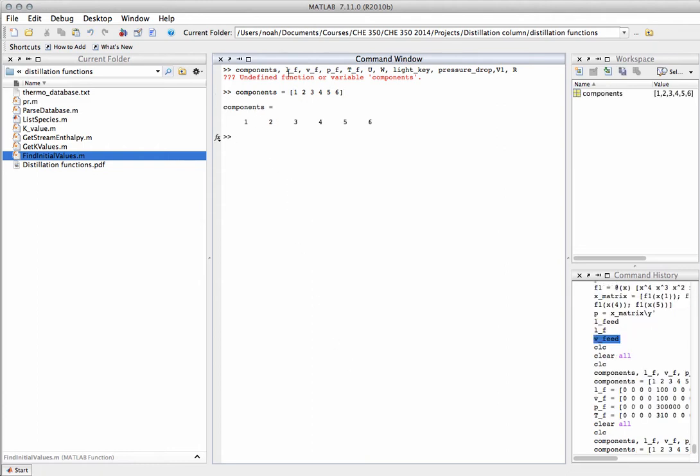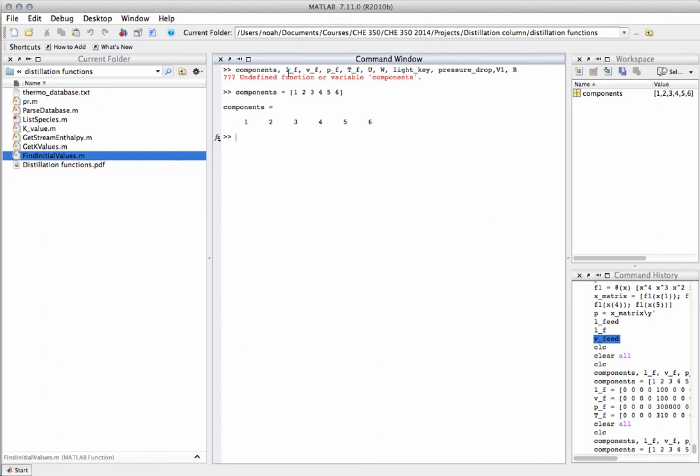LF now is the liquid phase flow rates of each of the components. The structure of LF is a matrix with n rows, where each row represents a stage, and c columns, where each column represents one of the components in our system. So we're going to set up the feed flow rate for each component at each stage in this N by C matrix.